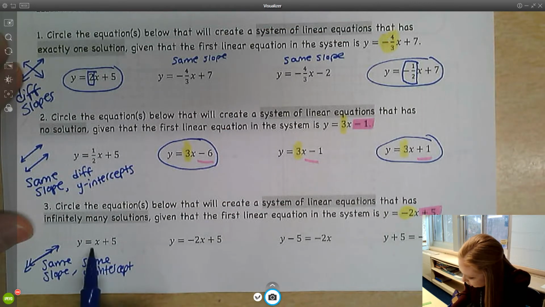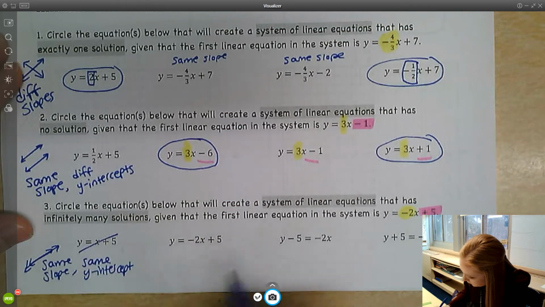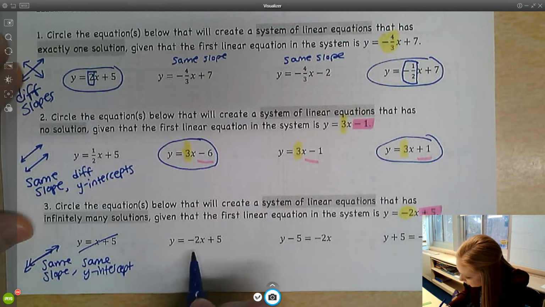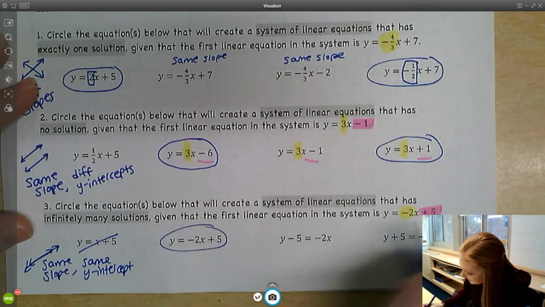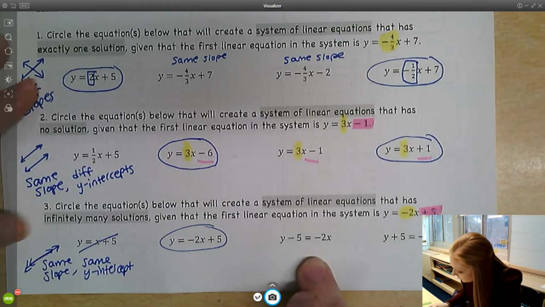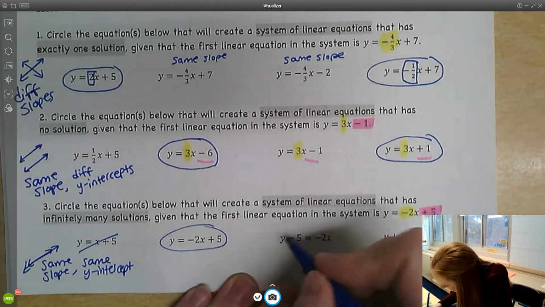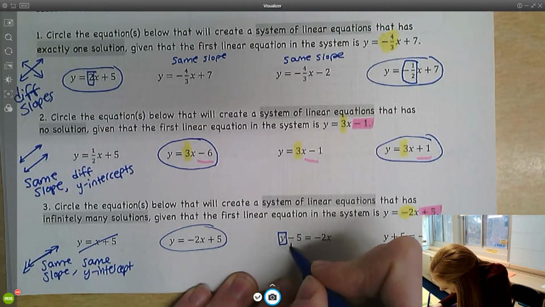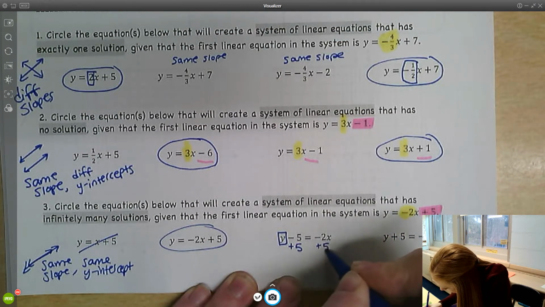Well, this one has a slope of 1, so that's no good. This one has a slope of -2, and it has a y-intercept of 5. That's the same line. That will have infinitely many solutions. This one we're going to have to do some work on. We need that y by itself. So I'm going to add 5 to both sides.